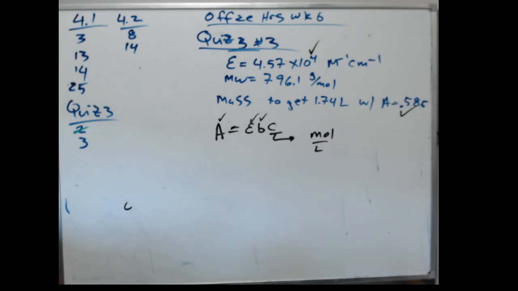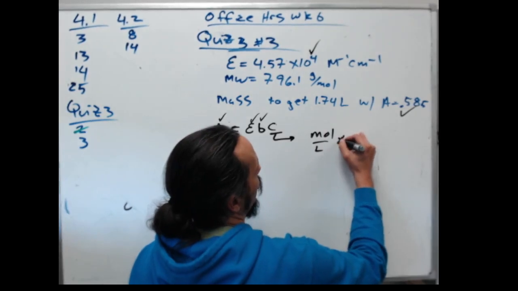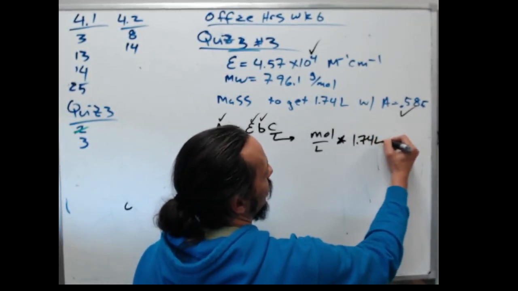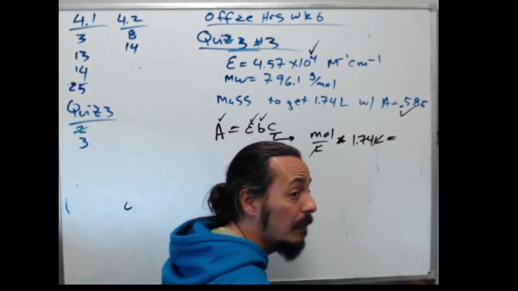So I look at this and I say, okay, if I've got moles per liter, how do I get moles? How do I get rid of liters and just get moles left over? Multiply by 1.74 liters. Liters will cancel out. That will get me how many moles I have.